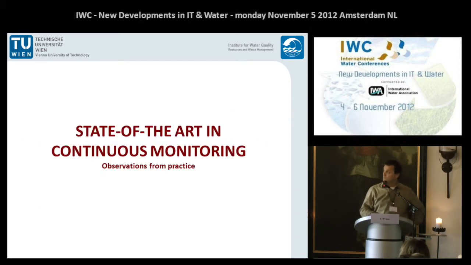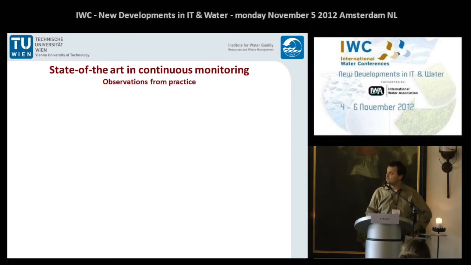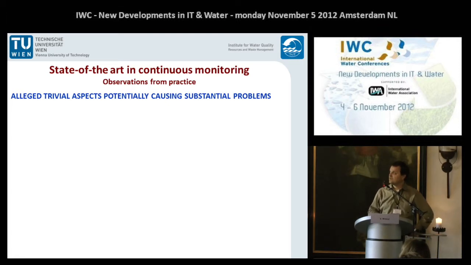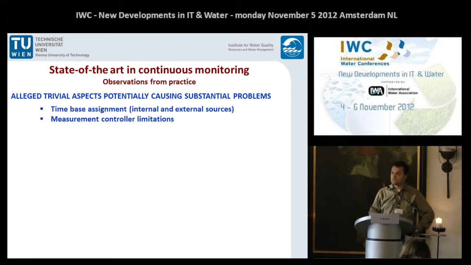Okay, so how is the state of the art? I mean, maybe it's a subjective observation, but that's at least what we see in Austria or in neighboring countries of Austria. There are some alleged trivial aspects, but in practice, often these aspects are quite some substantial bottlenecks to work with your data. For example, time-based assignment, from internal sources and even much more from external sources. You get some data sheet with time. Okay, is it UTC? What is it?